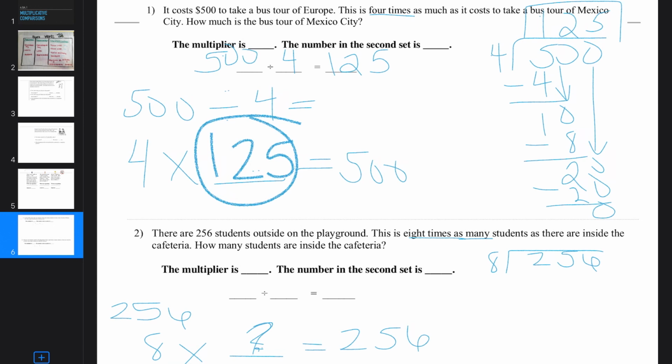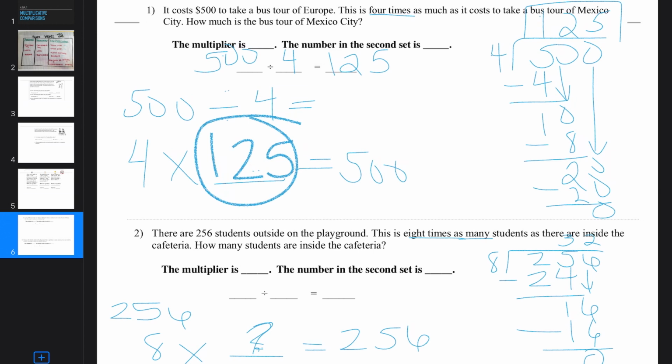8 cannot go into 2, but it can go into 25. It goes into 25 3 times. 8 times 3 is 24. 25 minus 24 is 1. Bring down my 6. 8 goes into 16 2 times. 8 times 2 is 16. 16 minus 16 is 0.